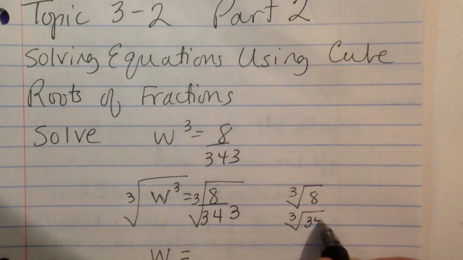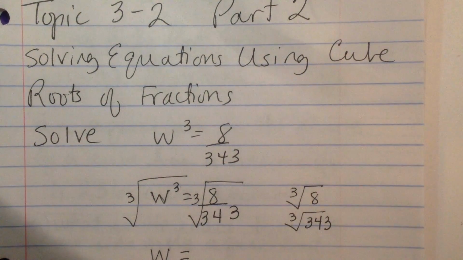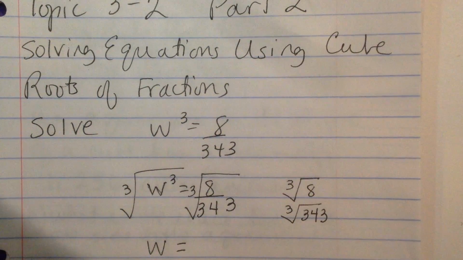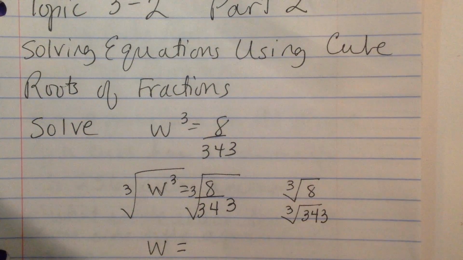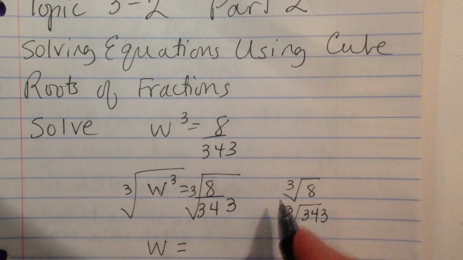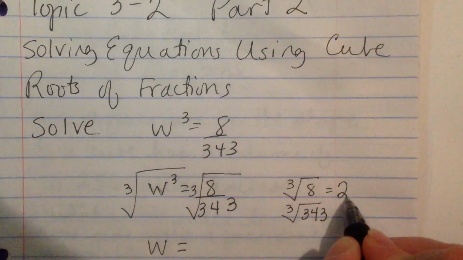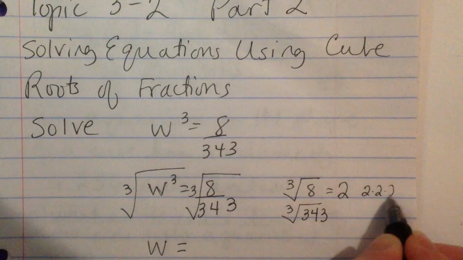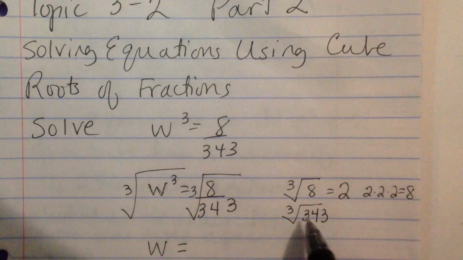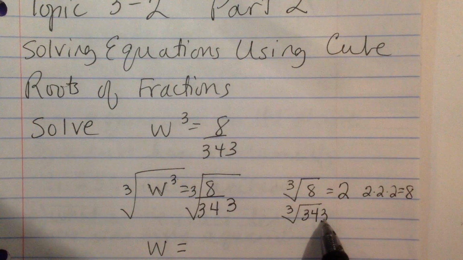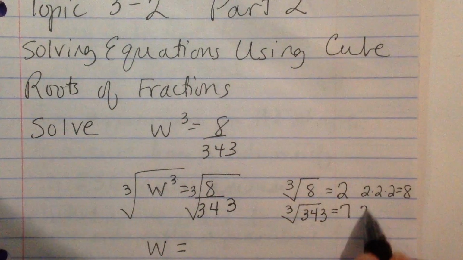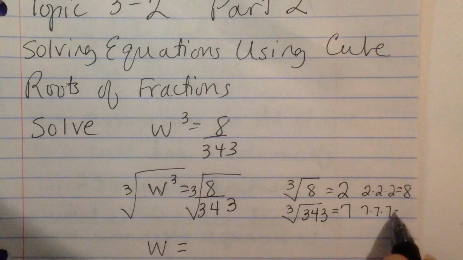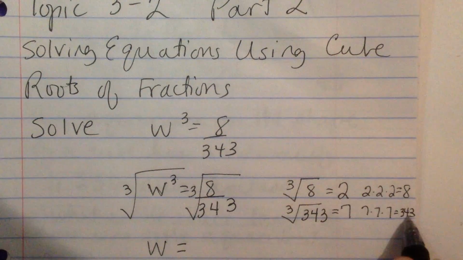343. Now, you can either use your calculator, or you can look back at the chart that I just created for you in the previous podcast. The cube root of 8 is 2, because 2 times 2 times 2 gives you 8. The cube root of 343 gives me 7, because 7 times 7 times 7 is 343.